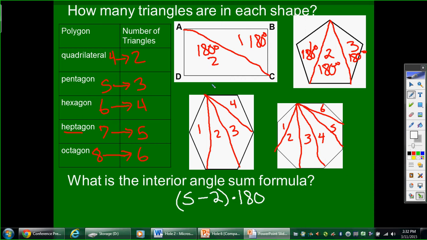Here I would have 2 times 180 would be 360. 3 times 180 would be 540. 4 times 180 would be 720. 6 times 180 would be 1080.